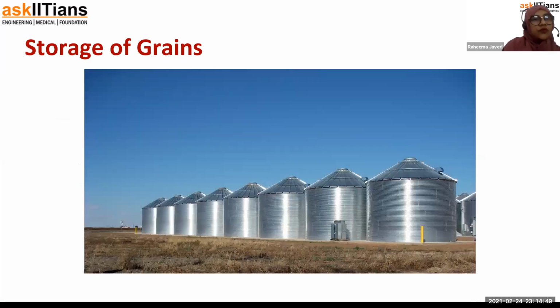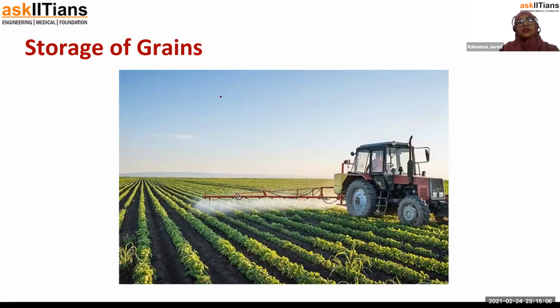Let's move on to the picture which shows grain silos, or silos, whatever you want to call them, and the grains are stored here. In the next picture, fumigation is shown. These are the pesticides which are sprayed over the crops.